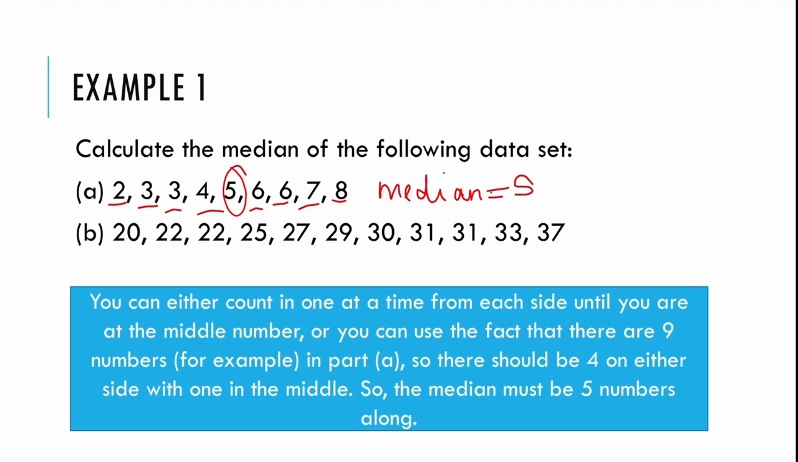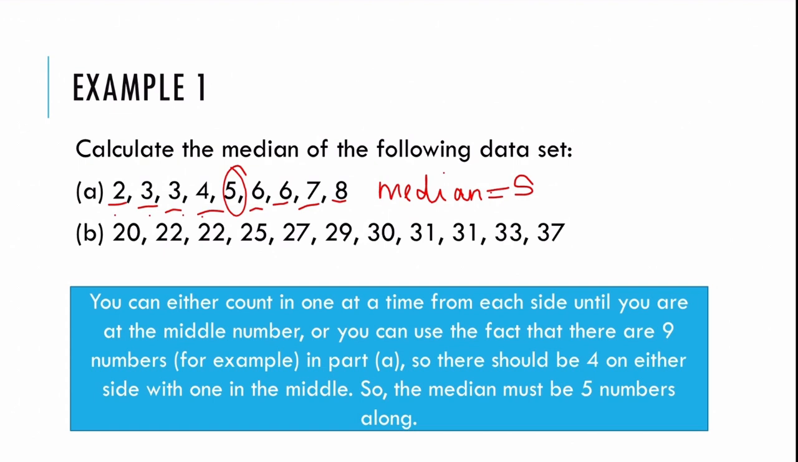This works for small data sets, but if we're dealing with, say, 51 different numbers, this would be a bit of a pain. The other way you can do it is you can think about the fact you have 9 numbers here. So if we have 9 numbers in part A, one of them is the median, which leaves us with 8 numbers. The 8 numbers have to be split evenly on either side, which means 4 numbers on either side of the median, which means the median lies 5 numbers in. So 1, 2, 3, 4, 5 would get us to 5. That is just another way to do it.